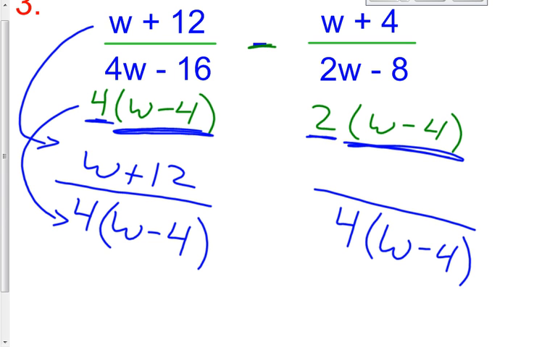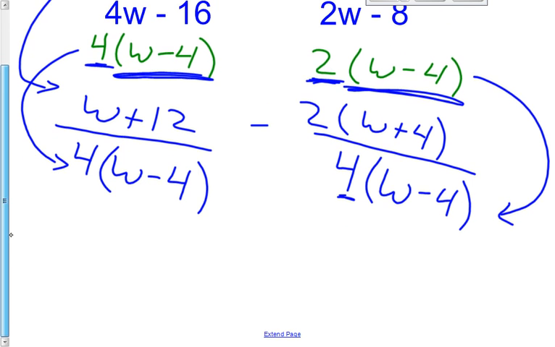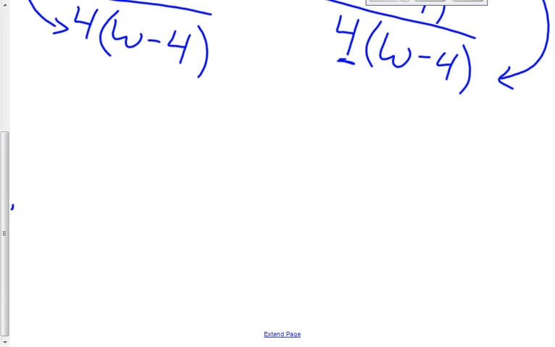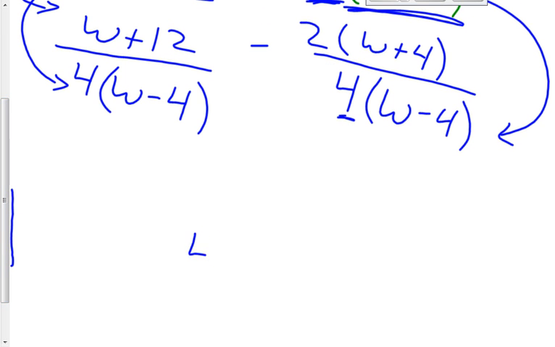So what did you change when you went from here to here? Well, you changed from a 2 to a 4, which means you multiplied by 2. So that means you have to multiply this one by 2. So now we're going to have a negative 2 times the quantity, W plus 4. So now we're going to have our fractions having a common denominator of 4 times the quantity, W minus 4.